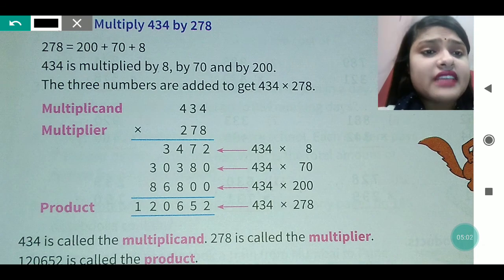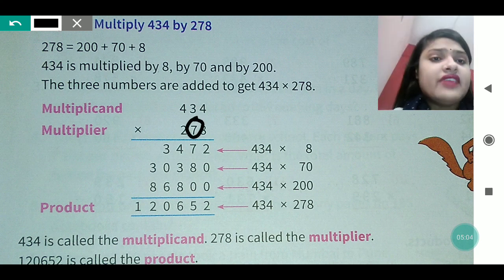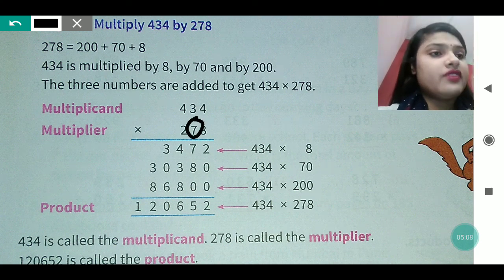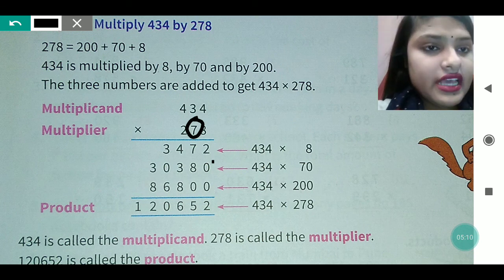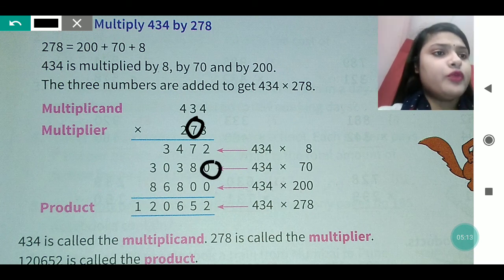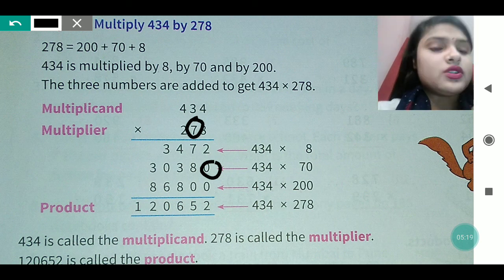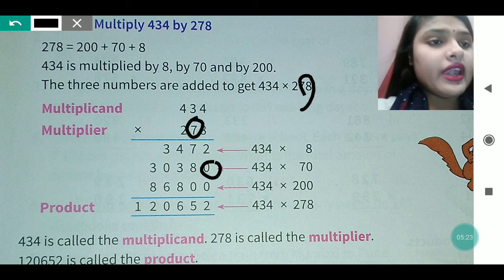The next place is 7 written. What written? 7. 7 into 4 we will do. Okay, but the first place we will put 0. You can see here we have put the 0, so that you have to put. Then after that, 7 table 4 times. 7 ones are 7, 7 twos are 14, 7 threes are 21, 7 fours are 28.